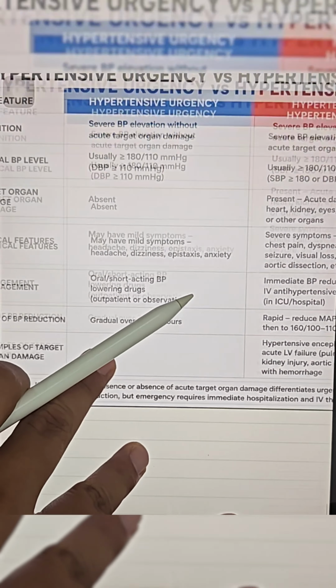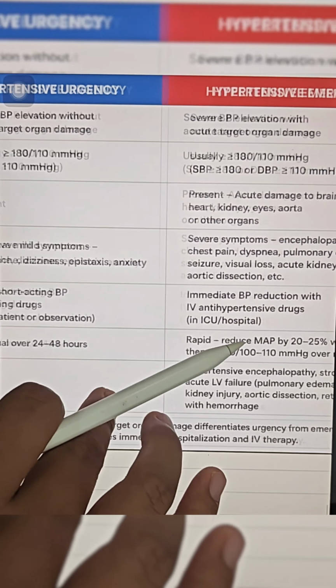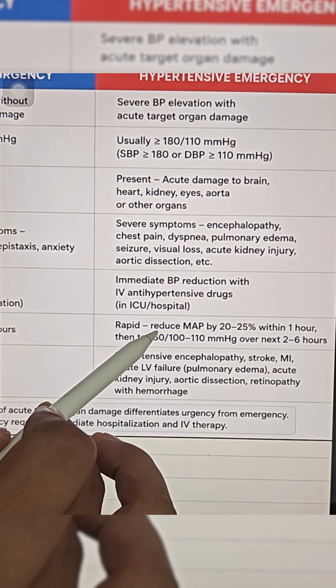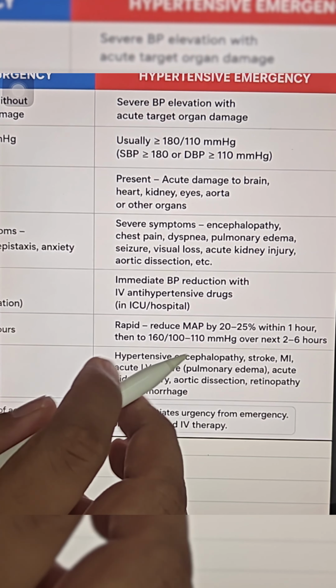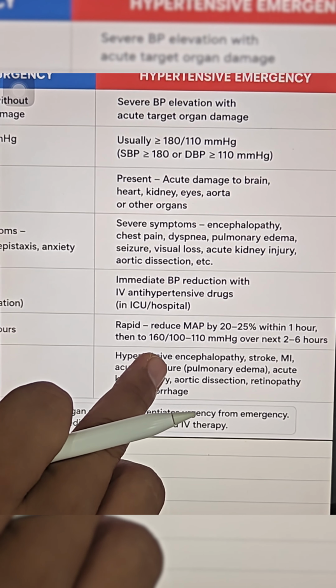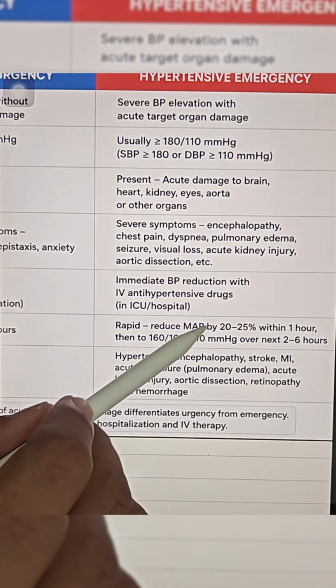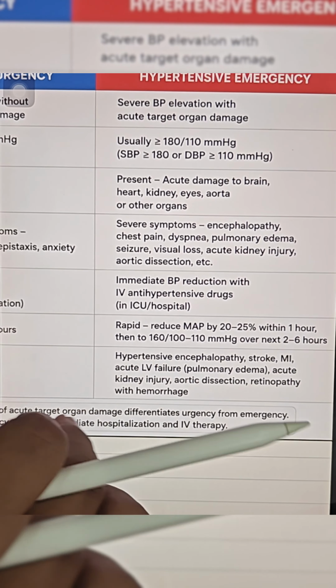Rate of BP reduction: we can gradually reduce the BP in 24 to 48 hours in hypertensive urgency, while in emergency we have to reduce the BP rapidly, the mean arterial pressure by 20 to 25% within 1 hour, and then to 160 by 100, that is 100 to 110 mmHg, over the next 2 to 6 hours. So within the first hour 20 to 25% MAP, that is mean arterial pressure, and in the next 2 to 6 hours we have to reduce the BP to 160 by 100.